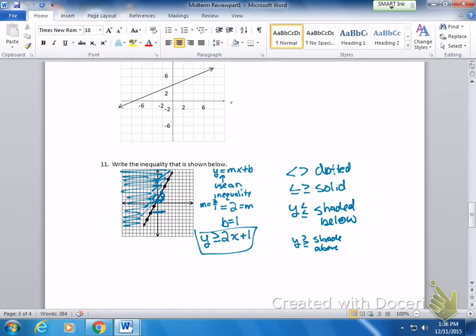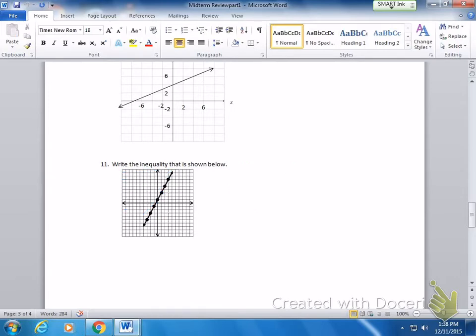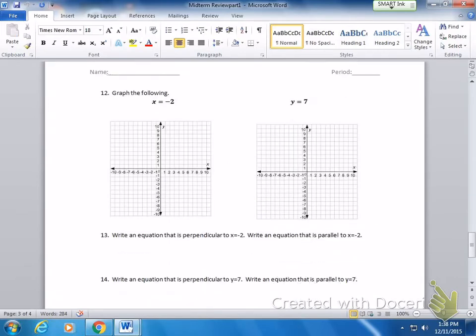Let's go to the next page. Let's finish this one up. So number 12 just wants us to graph the following. It says first graph x equals negative 2. Well, if it's x equals, guys, it has to pass through an x value, which means it has to be a vertical line. So if I come down here to x equals negative 2, it's going to be a vertical line that goes through that point.